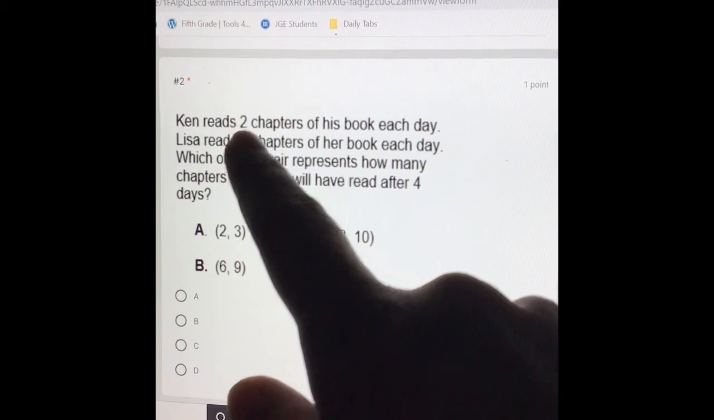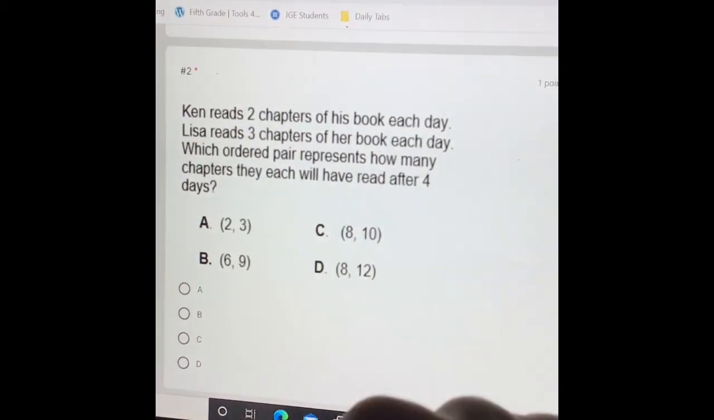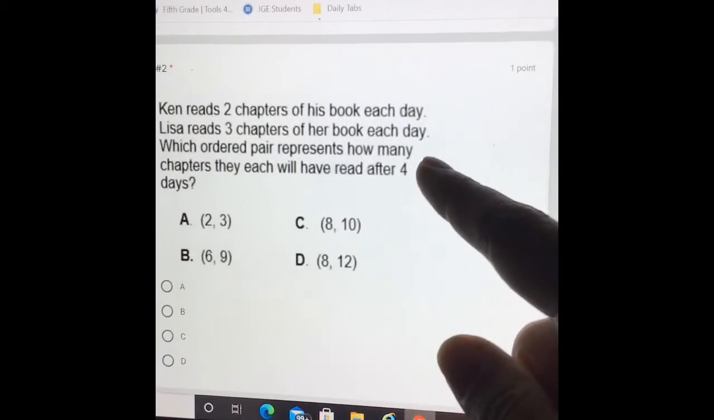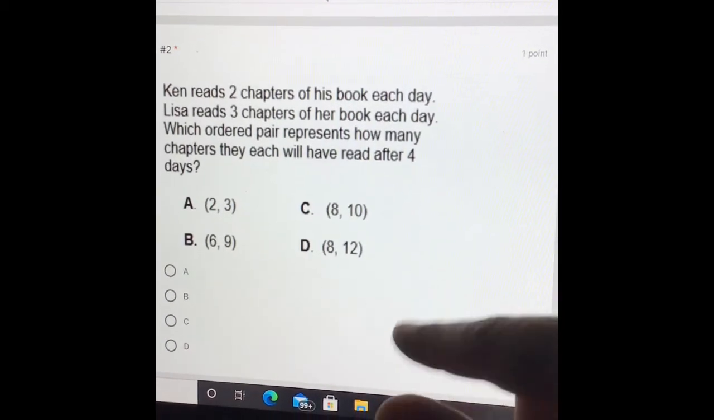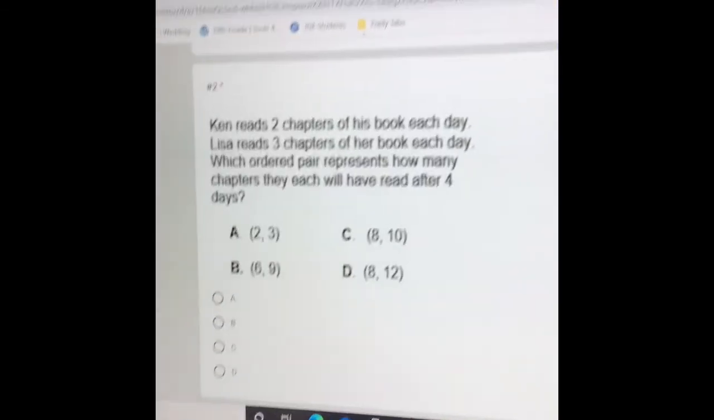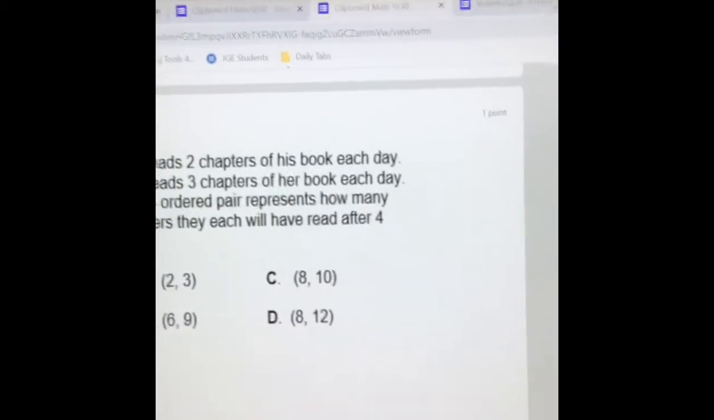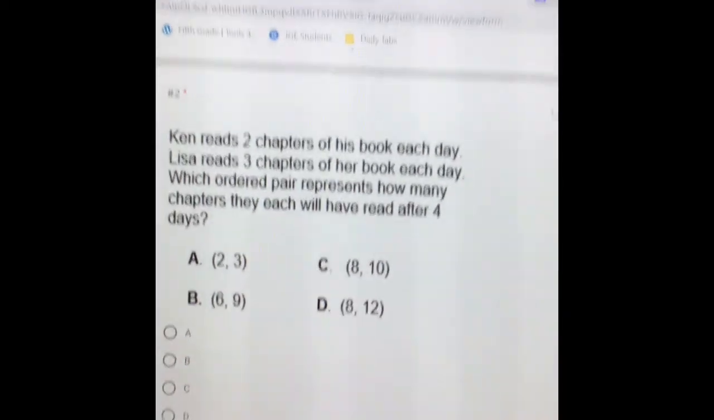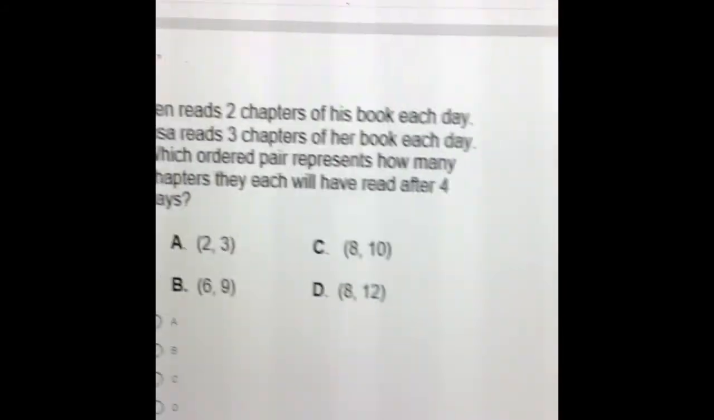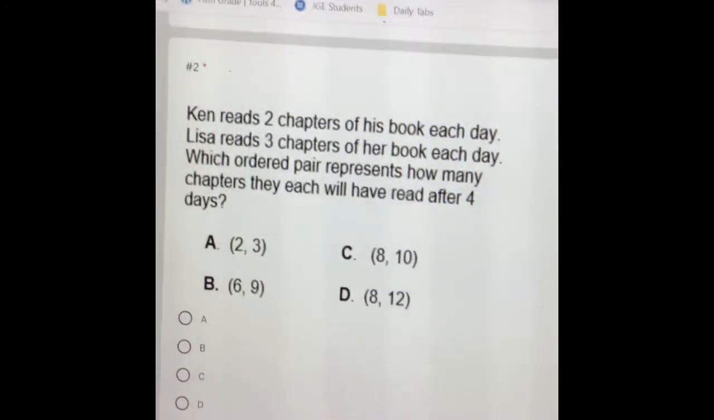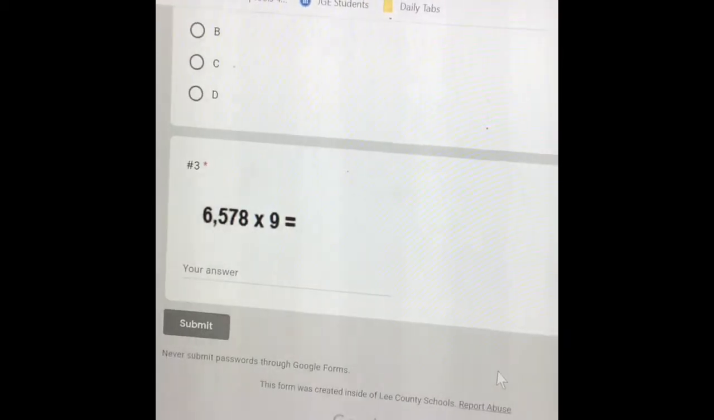Ken's rule is to add 2. Lisa's rule is to add 3. So figure out your pattern: 2, 4, 6. On Lisa's side, 3, 6, 9. I need you to tell me how many chapters they will have read in 4 days. Press pause if you need more time. If not, let's keep on trucking.